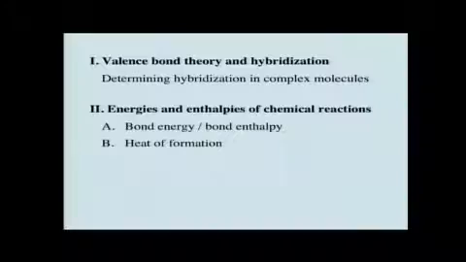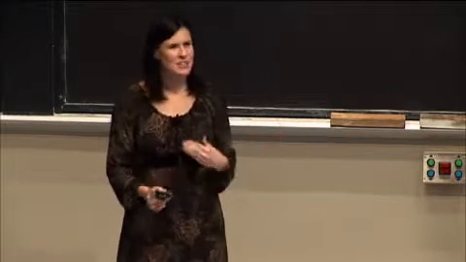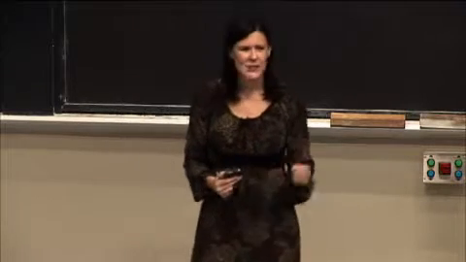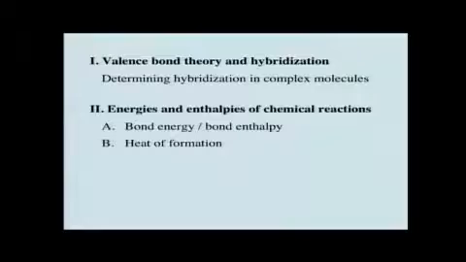All right, so let's get to today's topics. We're going to finish talking about valence bond theory and hybridization. What we've already done is cover all the theory behind how hybridization works and behind how valence bond theory works. But what we haven't covered is how we actually solve problems doing this in a really quick way. So we're going to do that. This is going to be a more practical lesson in hybridization. And once we do that, we'll move on to talking about energies and enthalpies of chemical reactions.